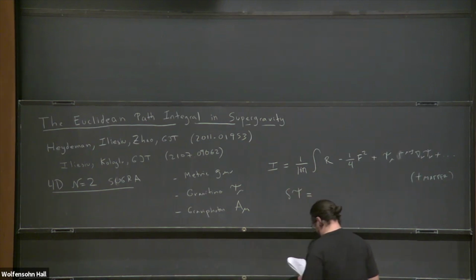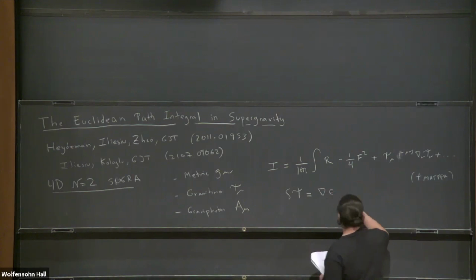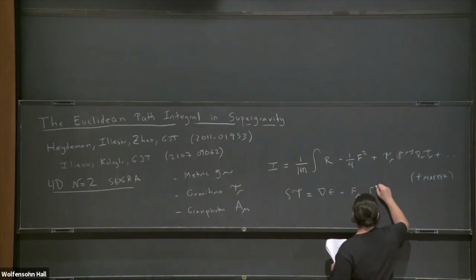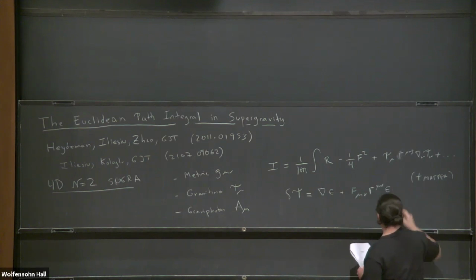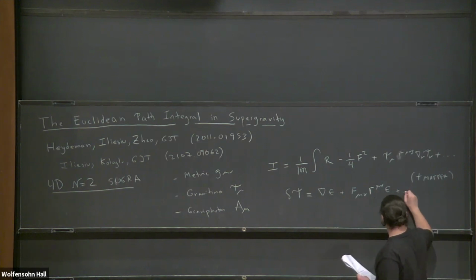So this theory has a local supersymmetry, and one can write it this way. Well, I will just write it roughly. This gamma for gamma matrices, plus other terms.